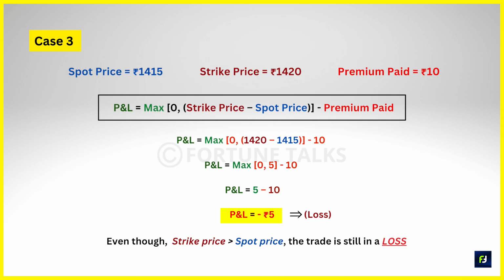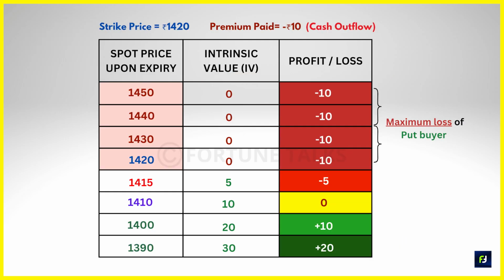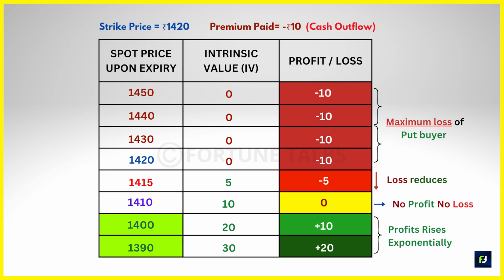To understand why this happened, we will have to return back to our table once again. As you can notice, the put buyer suffers a maximum loss till the spot price becomes equal to the strike price, that is until 1420. However, as and when the spot price begins to drop below the strike price, the losses start to reduce. The losses keep getting minimized till a point where the trade neither results in a profit nor a loss. This point, where the P&L turns to zero, is called the break-even point. And below the break-even point, the profit starts to rise exponentially.